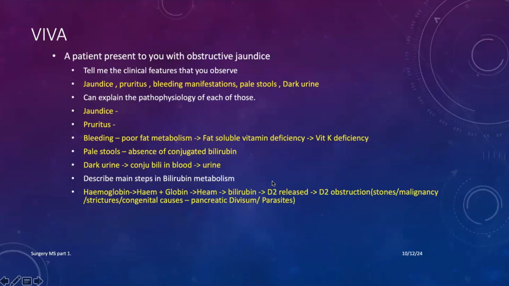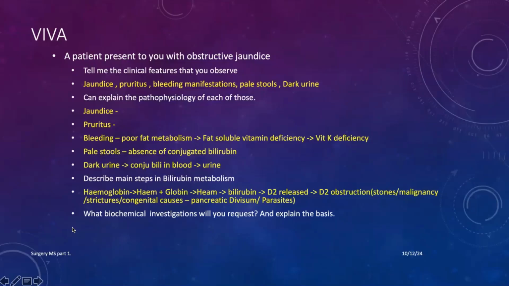So it is released at the second part of the duodenum. And once there's an obstruction, maybe by a stone or malignancy, stricture, or maybe common bile duct obstruction. There are many causes for an obstruction. It could be congenital causes, pancreatic divisions, parasites sometimes migrating, right? And then it disturbs the bilirubin metabolism. So you have to know the very basic steps because this could be one stem of a part of a viva question. So you have to have a short answer as well as a long answer as needed.